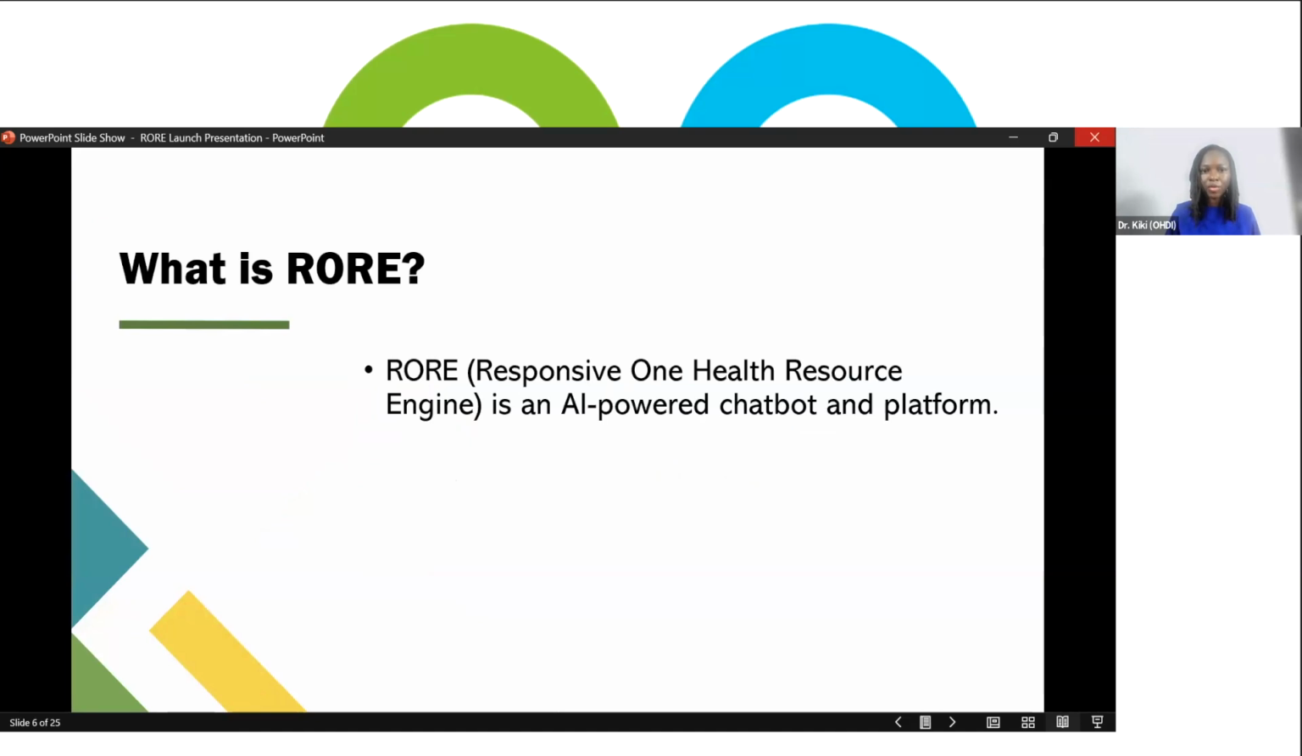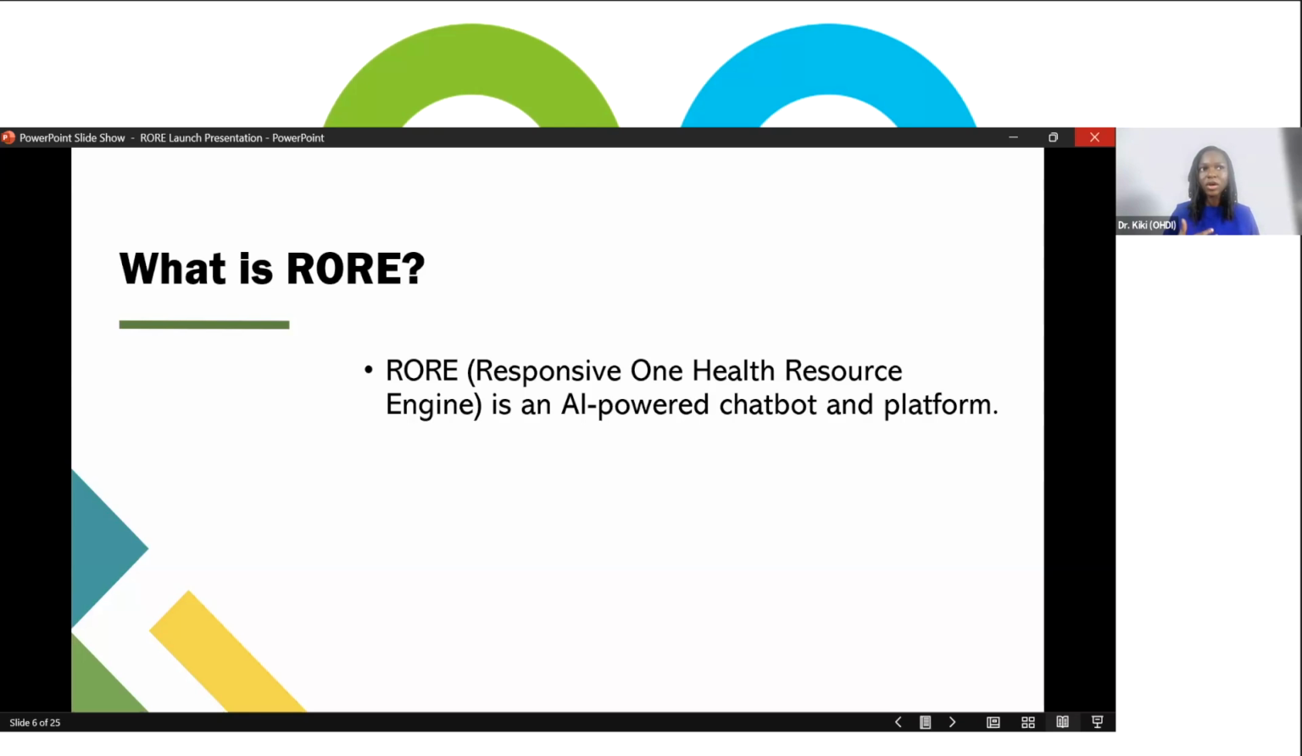So now, what is Rore? Rore is an acronym for Responsive One Health Resource Engine. It's an AI-powered chatbot and a platform. Now, it's a tool that starts with technology, but it doesn't end there. It's actually built by people. It works with people because we still need the human touch of things, and it works for people. So it's built by people, of course, by us who work on the team. It's built to work with people who are requesting information or services or support, and also people who are able to provide such support.